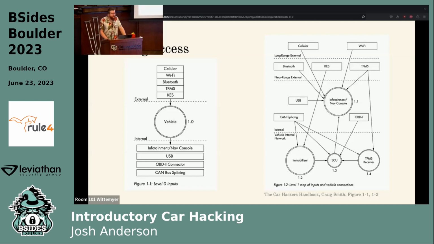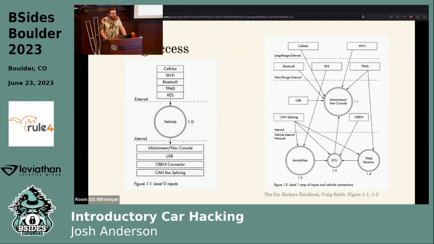Internal to the vehicle, the threat surface, infotainment systems tend to be how a lot of the high-profile hacks happen. Infotainment is also just a goofy word. That just means the entertainment system inside your car. It's your radio.